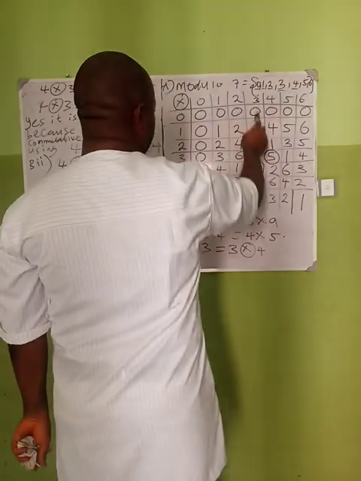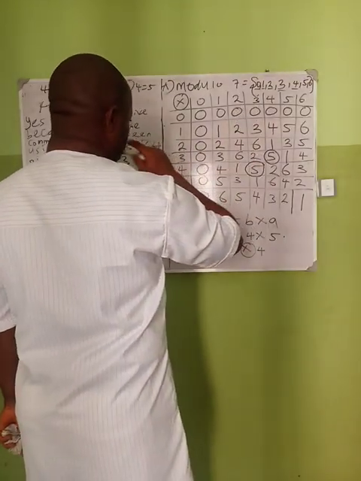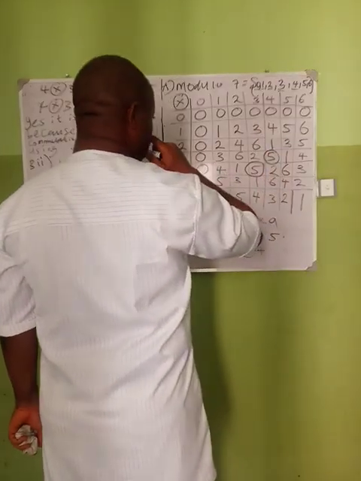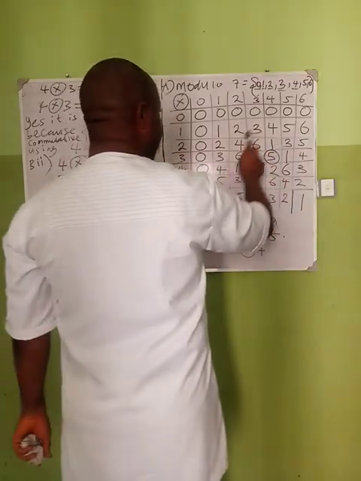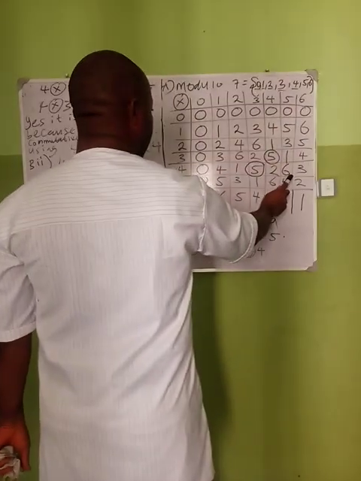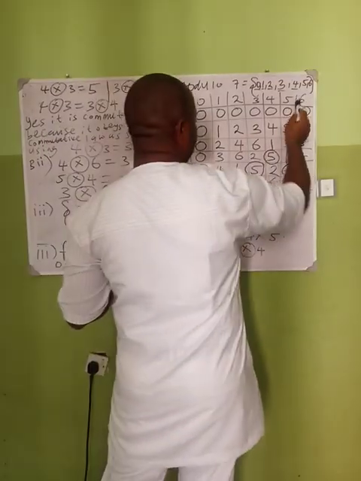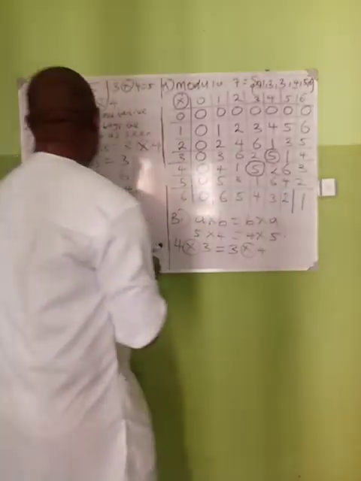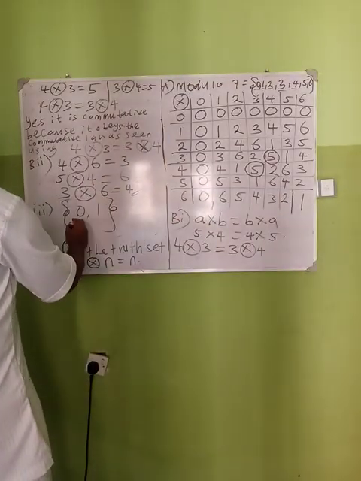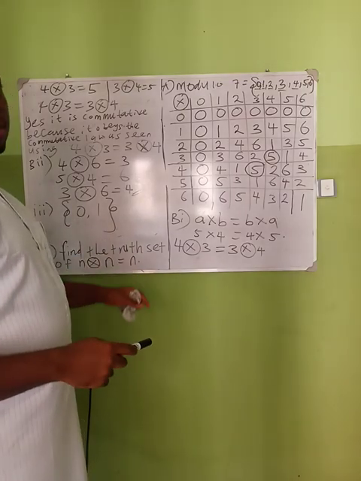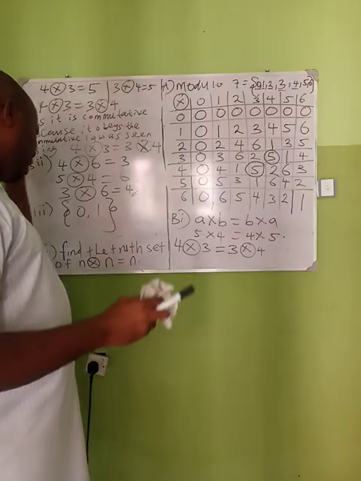3 times 3 gave me 2. So no. 4 times 4 gave me 2. So no. And 5 times 5 gave me what? 4. It's supposed to give me 5 if it's correct. So no. And finally, 6 times 6 gave me 1 instead of 6. So these are the only elements in that set: 0 and 1. They're the only ones that when you multiply them, you still get the number back. Hope that's clear enough. So that's that.